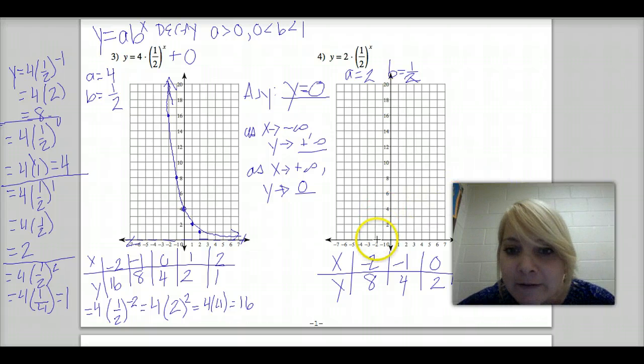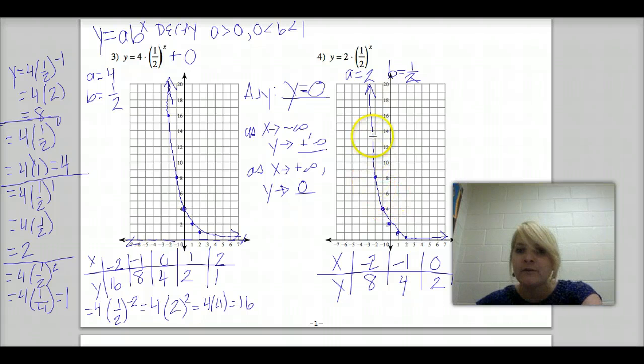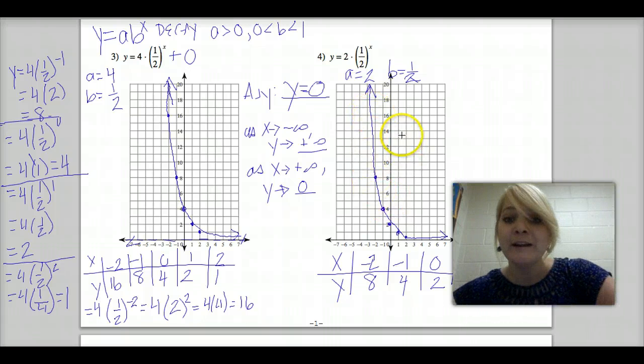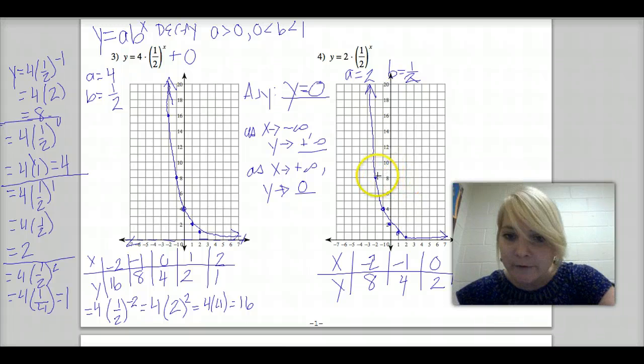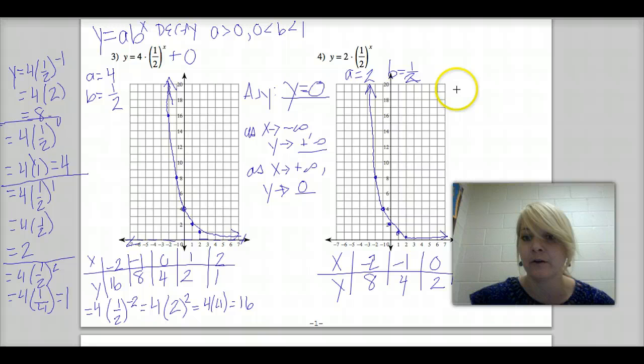So we're plotting those points: -2, 8; -1, 4; 0, 2; 1, 1; and then 2, 1/2. And once again, we fully extend to meet the parameters of the graph. Now, one thing I want to mention, as you're increasing up, especially for number 4, we don't have a point very high up. So you're going to have to make sure that as you draw up, you're showing that that exponential growth is going outwards, not straight up, but giving it that curve.